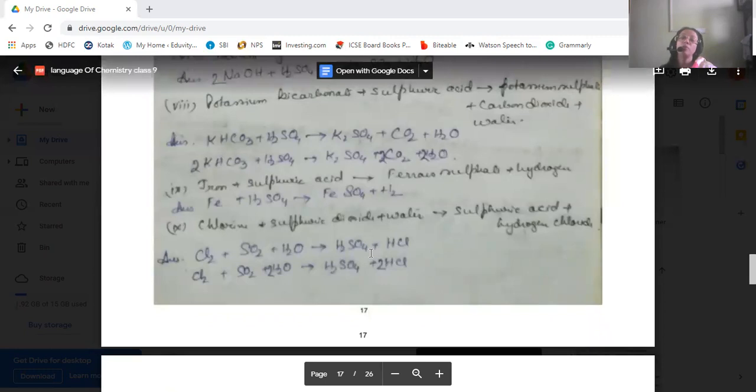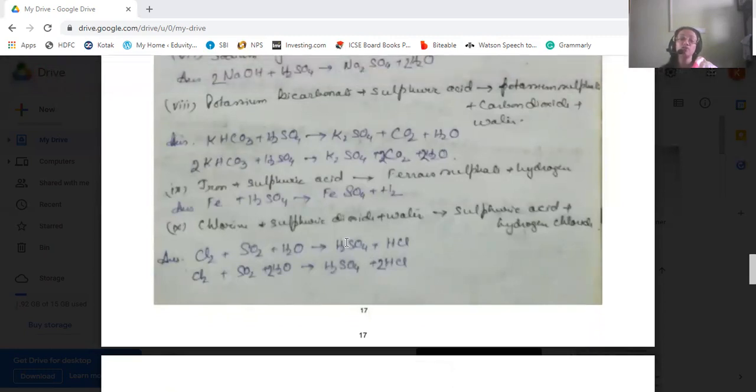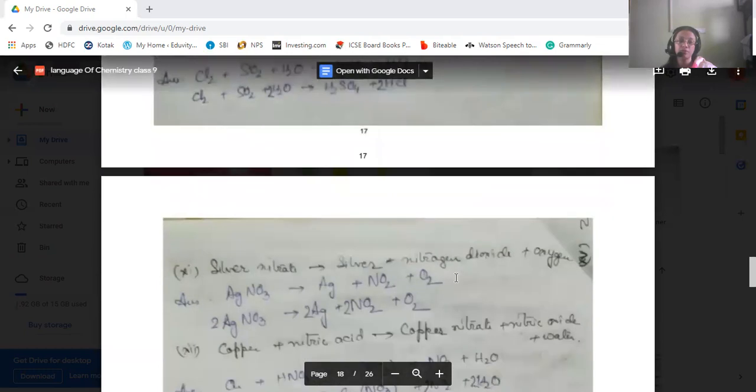Okay, so on the product side, we get hydrogen has 3 atoms, then sulfur 1, oxygen 4, and chlorine 1. So for that reason, on the product side, we multiply HCl with 2, and on the reactant side, we multiply H2O with 2. So that makes the equation balanced.